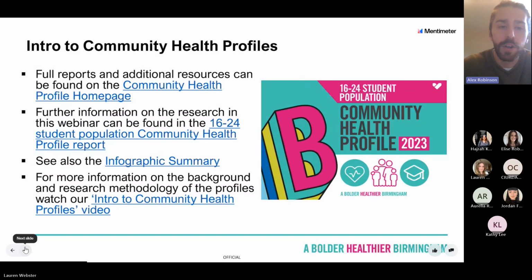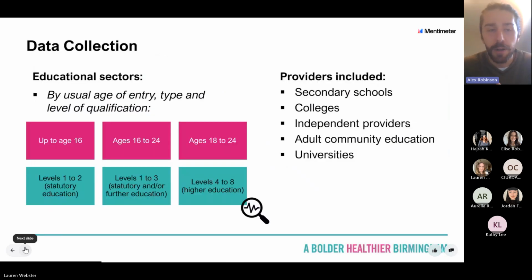So now we'll talk about the background to the profiles, how we've defined the population in this particular community, and some of the geography. So looking at data collection, the profile focuses on the Birmingham student population that's aged 16 to 24. And there's a wide range of options for study available within the UK, depending on people's age and qualification type. And these range from level 1 to level 8 qualifications.